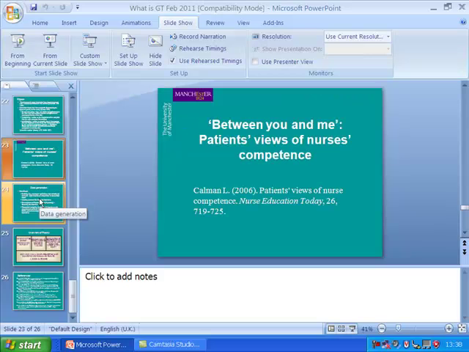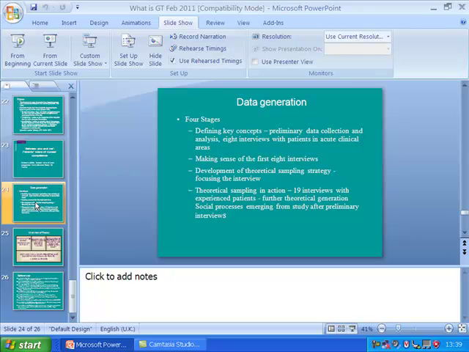I was just going to, very quickly at the end, tell you about the grounded theory I developed. I think it's sometimes helpful to see an example. There were four stages to the data generation I used. I did the first 8 interviews with patients who were in hospital, because they were the people I was interested in. I did 8 interviews to get a sense of what was happening, doing some analysis at the same time. Then I stopped for quite a few months to really think about the data and where I was going. Then I developed the theoretical sampling strategy and moved on.